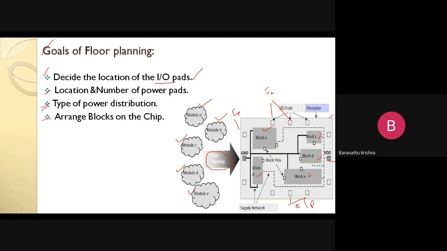And next, arrange the blocks on the chip. So I want to arrange the blocks on the chip to utilize the minimum area. So our aim is to optimize the area in the floor planning. Okay, so these are the goals of the floor plan that is going to be maintained in our chip designing process.